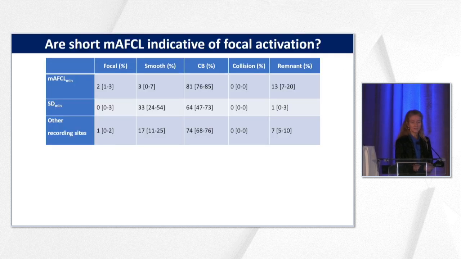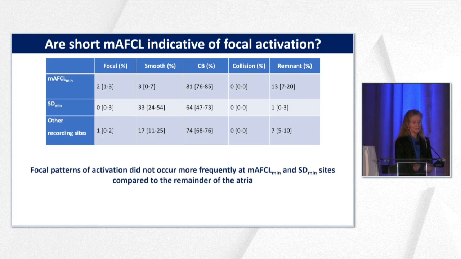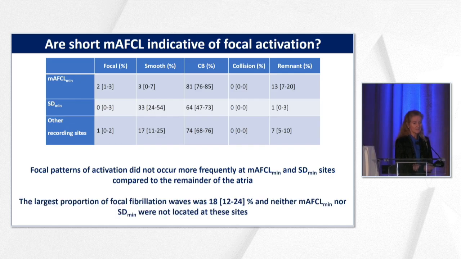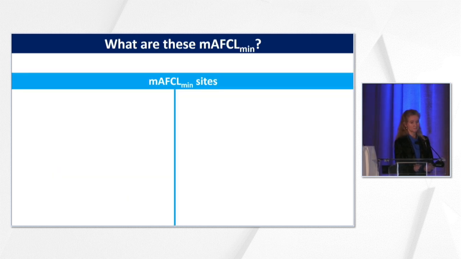Are the short median cycle lengths indicative of focal patterns of activation? And this is what you see here in this table. For all the different patterns of activation, we analyzed the median atrial fibrillation cycle length and the standard deviation, and we found that the focal patterns of activation did not occur more frequently either at sites with the minimal atrial fibrillation cycle length or the most regularly activated site when you compare it to the remainder of the atria. And the largest proportion of focal atrial fibrillation waves was also not located at these sites.